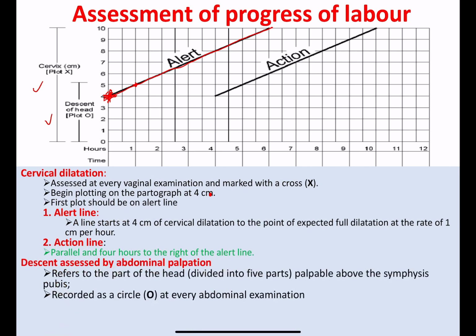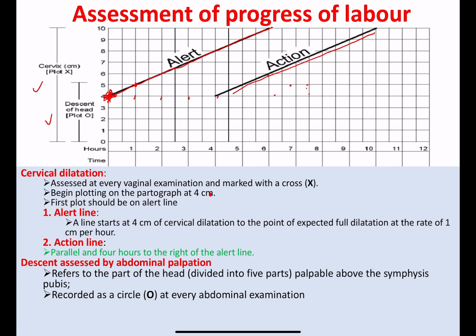Action line, you can see the action line over here. It is parallel to the alert line, and 4 hours to the right of the alert line. So after 4 hours, you can count 1, 2, 3, 4, we will have the action line. If the cervical dilatation touches or crosses the action line over here, then we have to have an immediate intervention. We have to think about alternative interventions, as the progress of labor is not satisfactory.